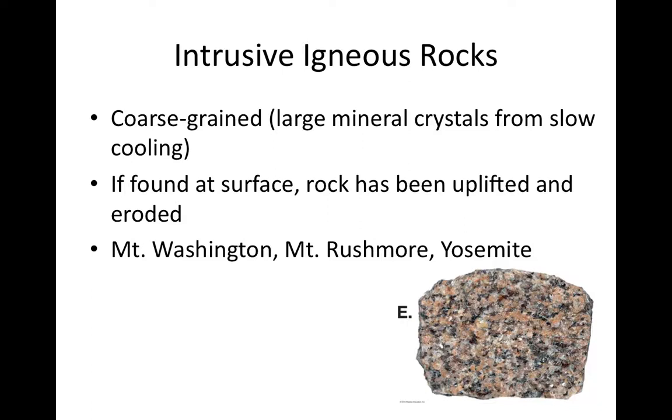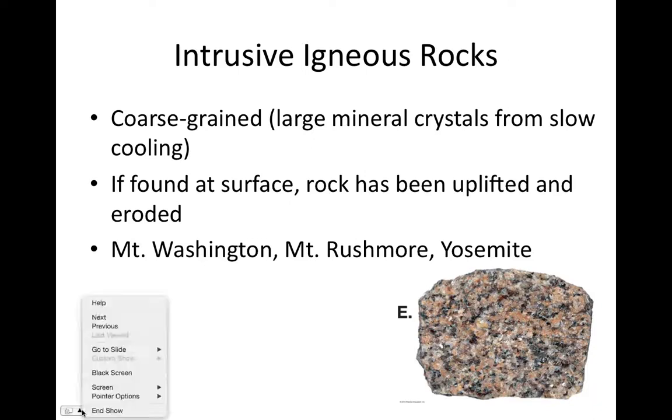How can you tell the two apart? Well, intrusive igneous rocks, because they form from the slow cooling of molten rock deep beneath the surface, there was a large amount of time for mineral crystals to grow. And as a result, intrusive igneous rocks have very large, coarse mineral crystals. As you can see in this piece of granite, you can visibly see these different mineral crystals all grown together.